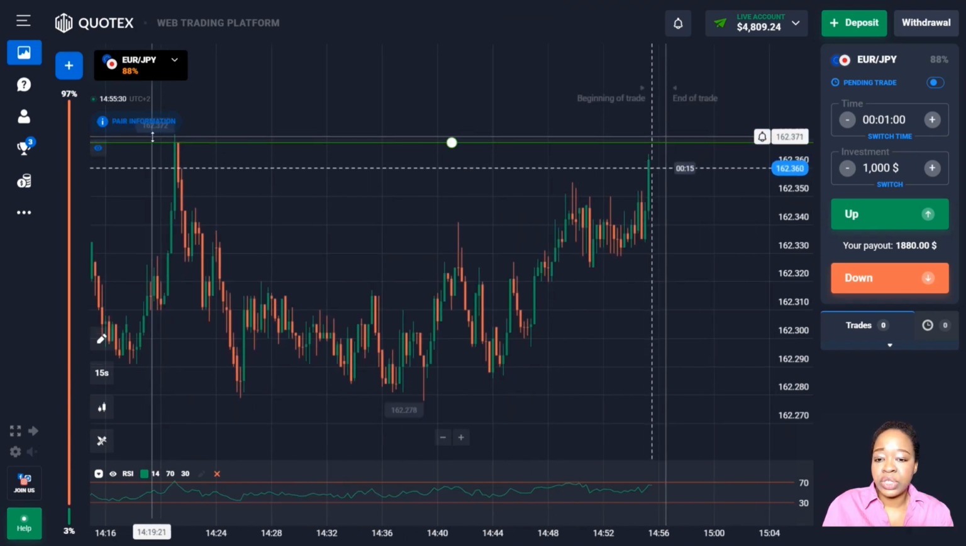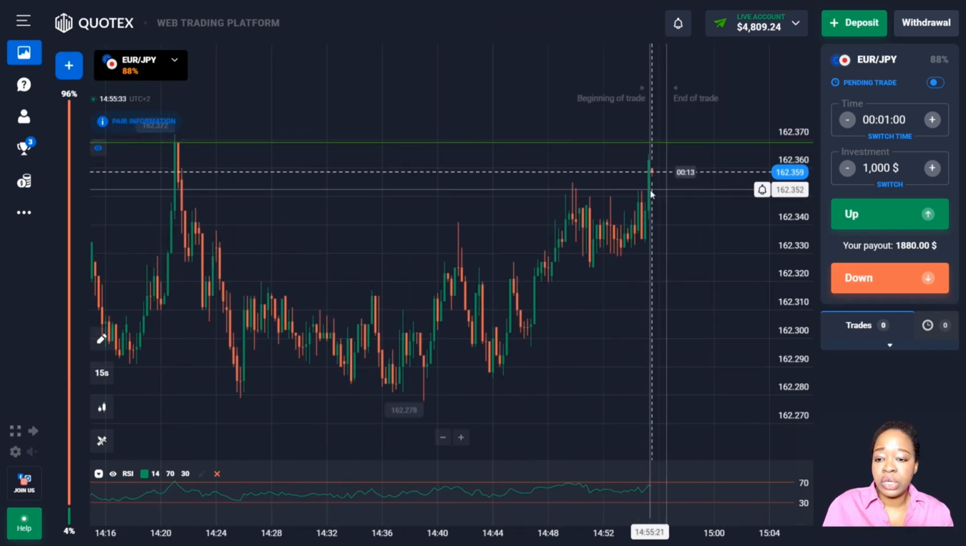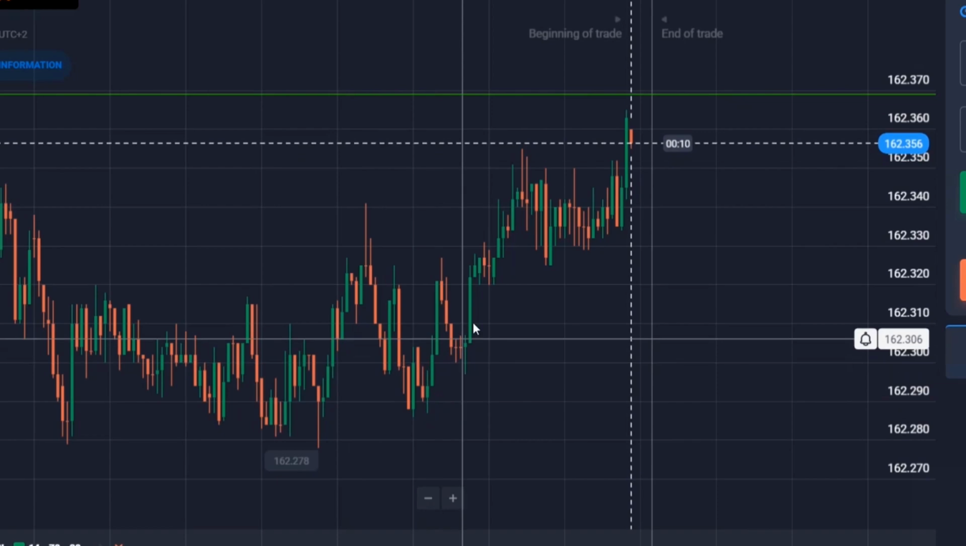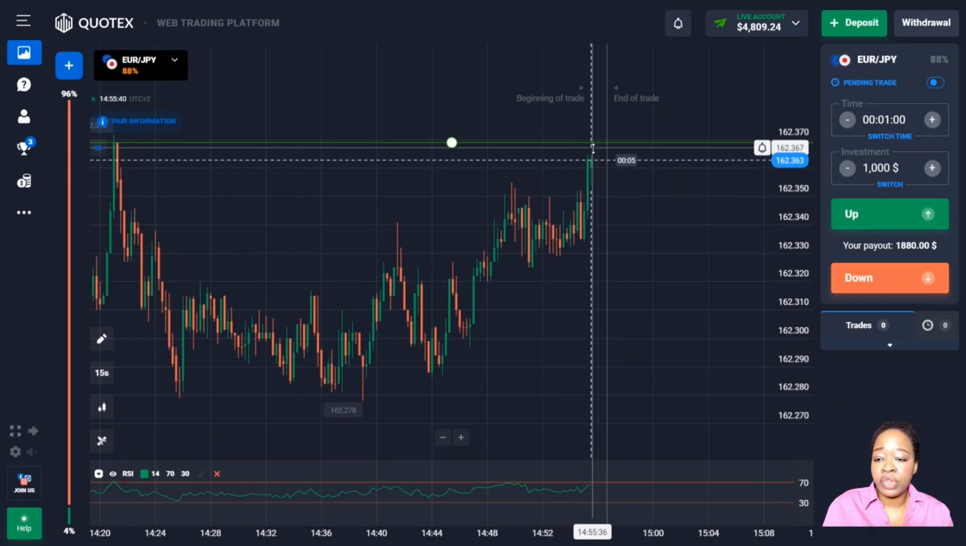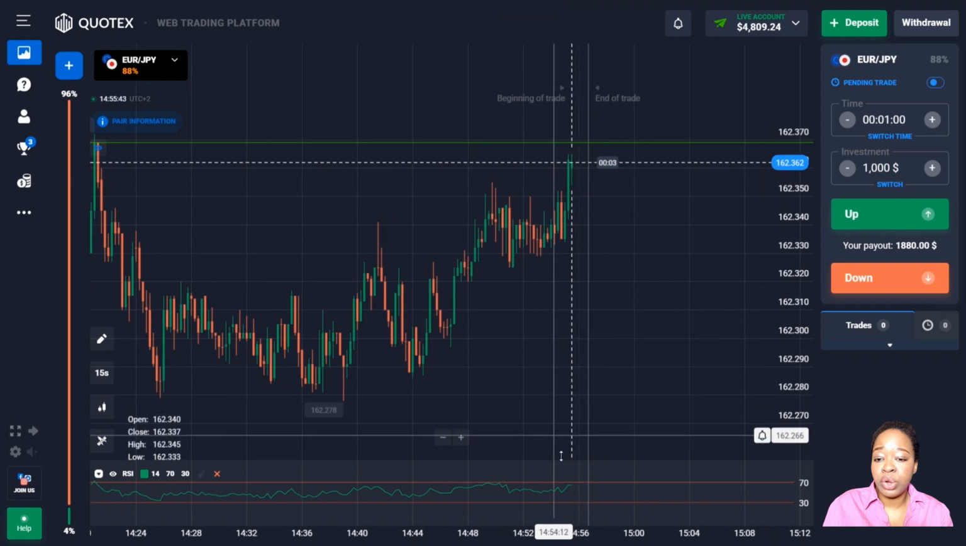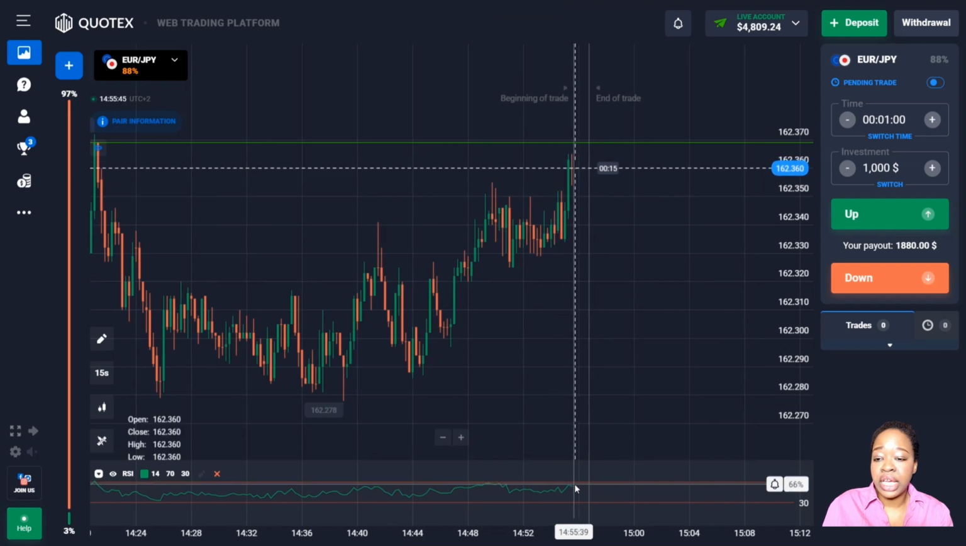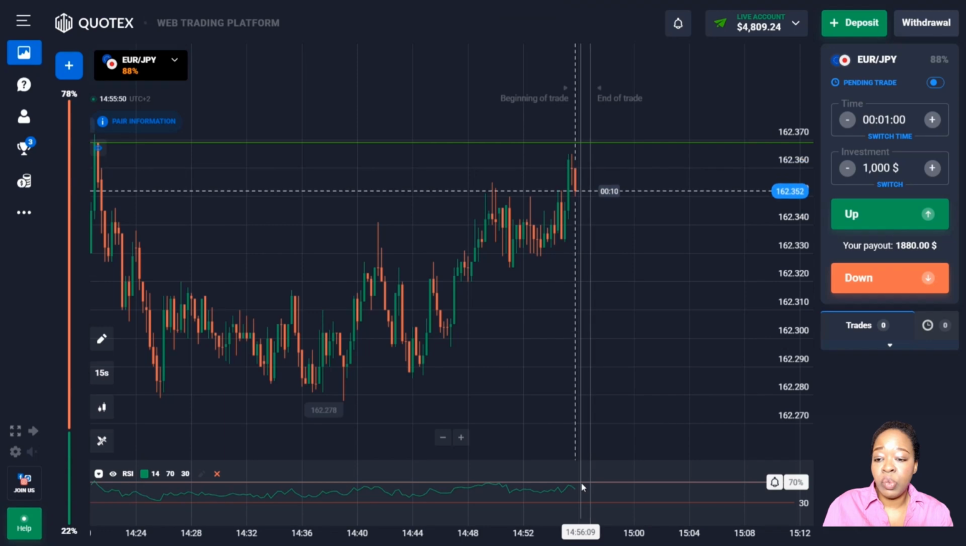Here guys, I can see the resistance level at the top of the chart. You can also notice there has been the uptrend on the chart, and right now the price approached the resistance level. You can see that the moving average of the indicator is approaching the horizontal 70 line. Here I understand the price is in the overbought zone. So here I want to open a down trade for 1 minute.